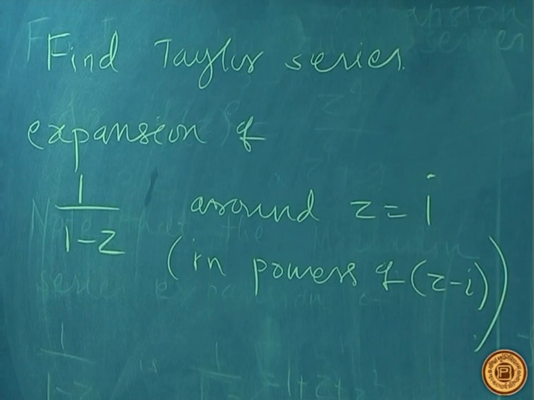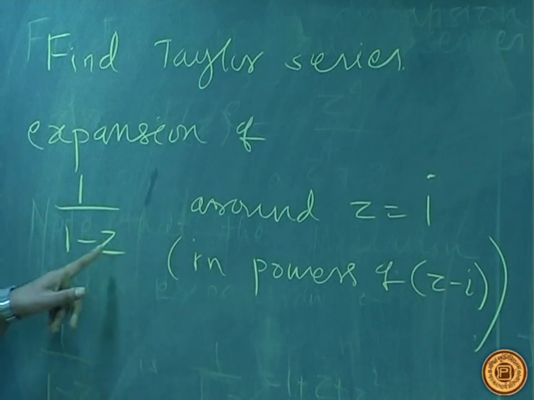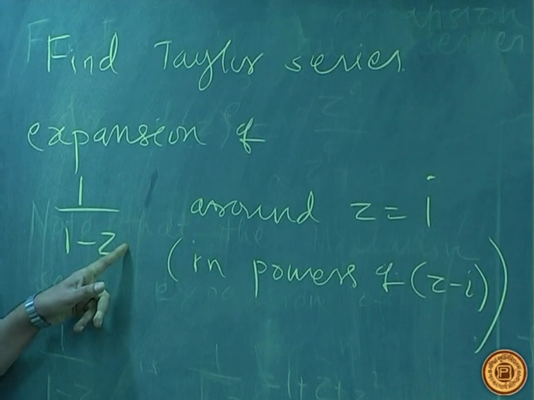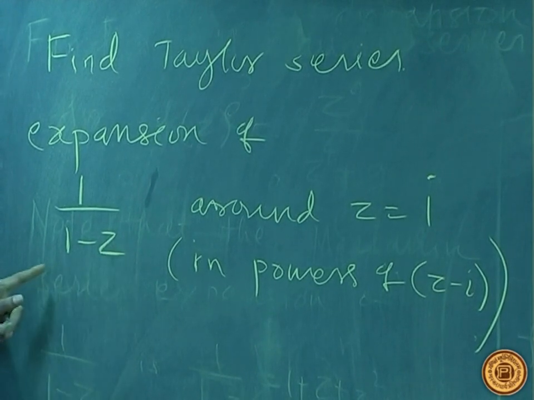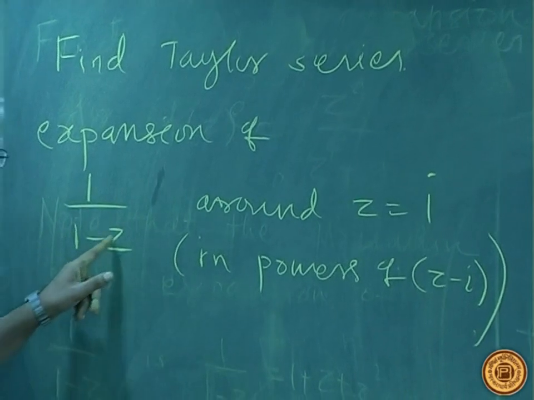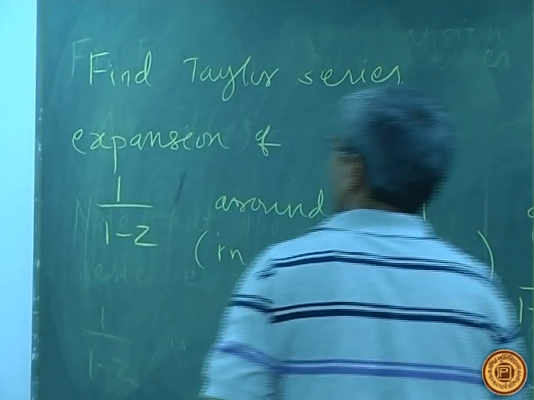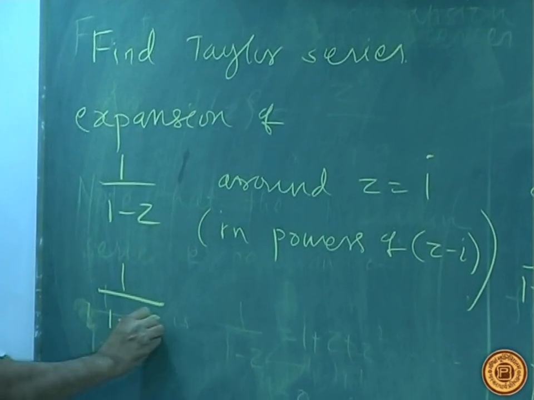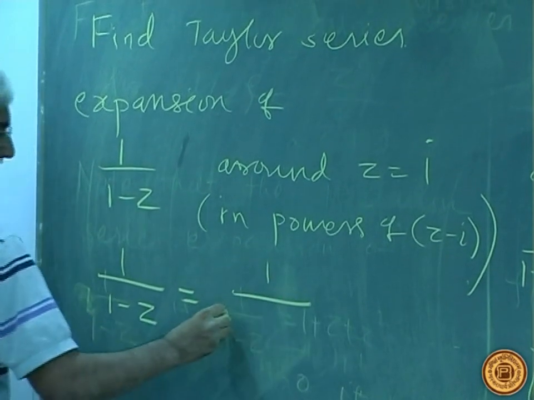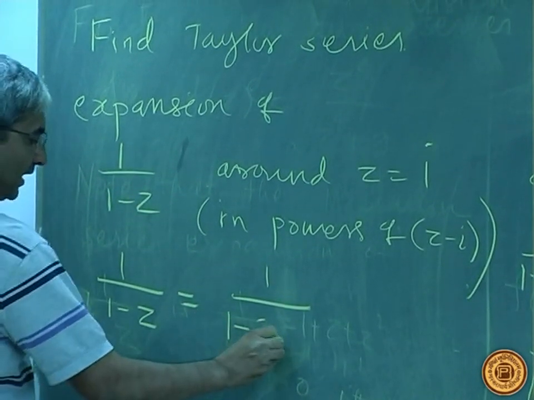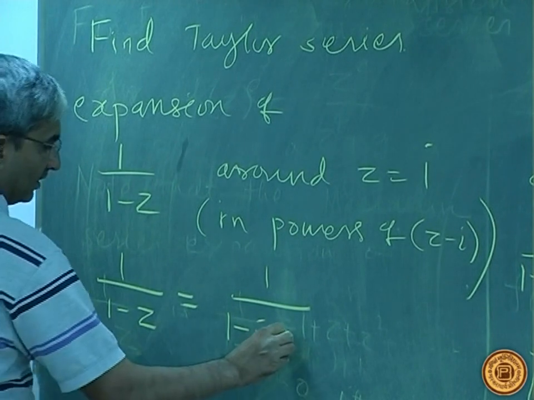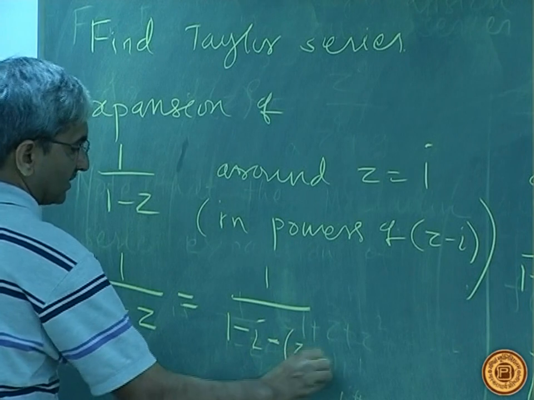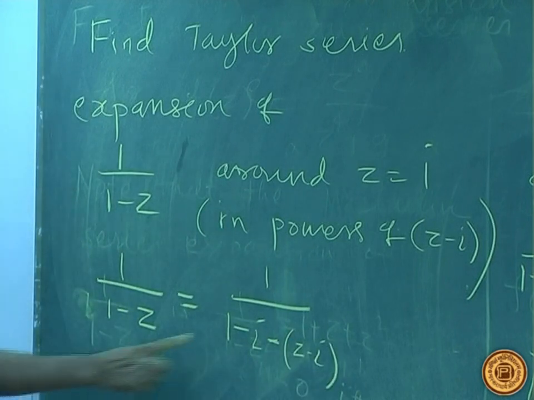Now, how do you get powers of z minus i? Somehow you should get z minus i here, but if I take z minus of z minus i, that means you have added plus i. So, can I write 1 minus i minus z minus i, something like that? Can I adjust this? I will adjust 1 over 1 minus z as 1 over 1 minus i minus z minus i, because this minus i plus i gets cancelled.